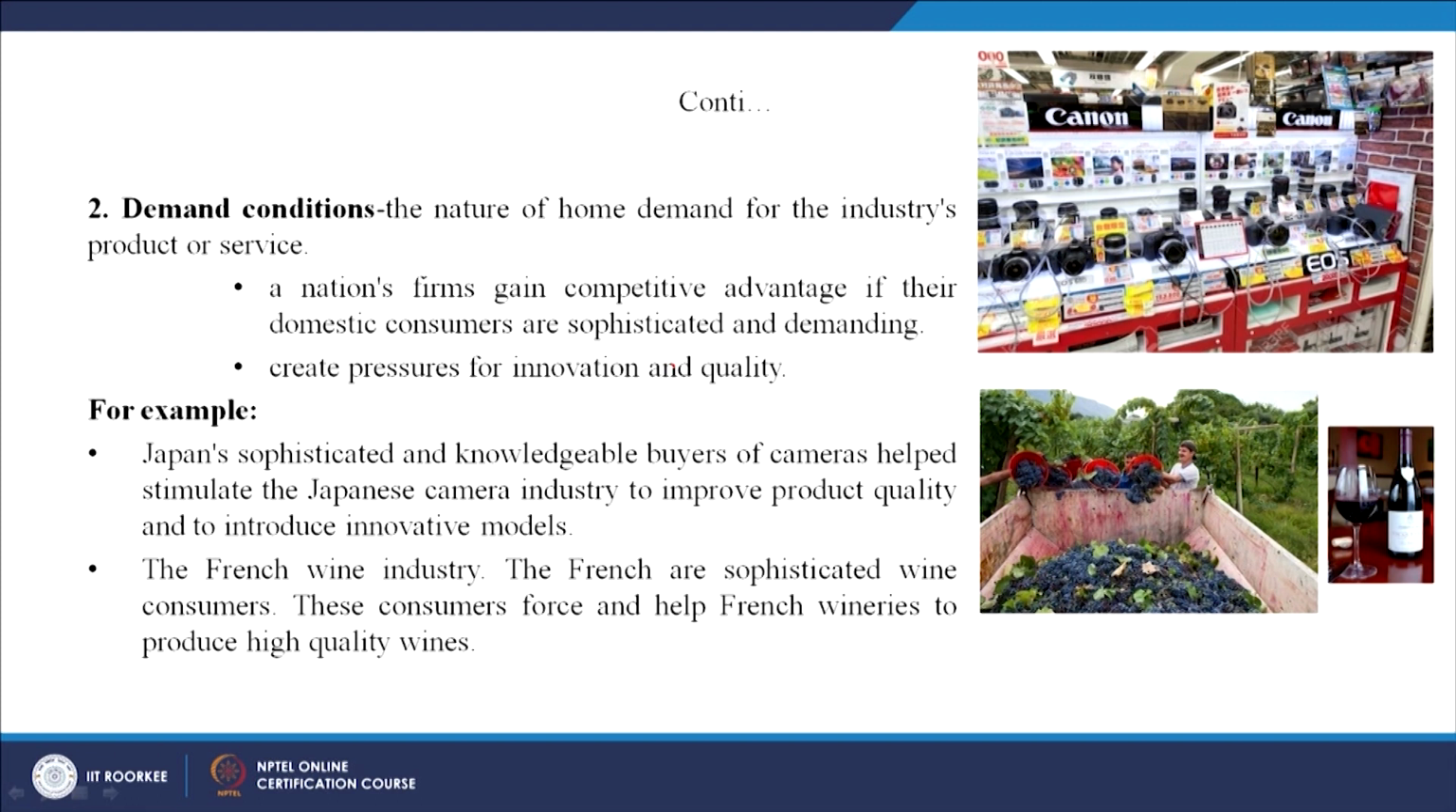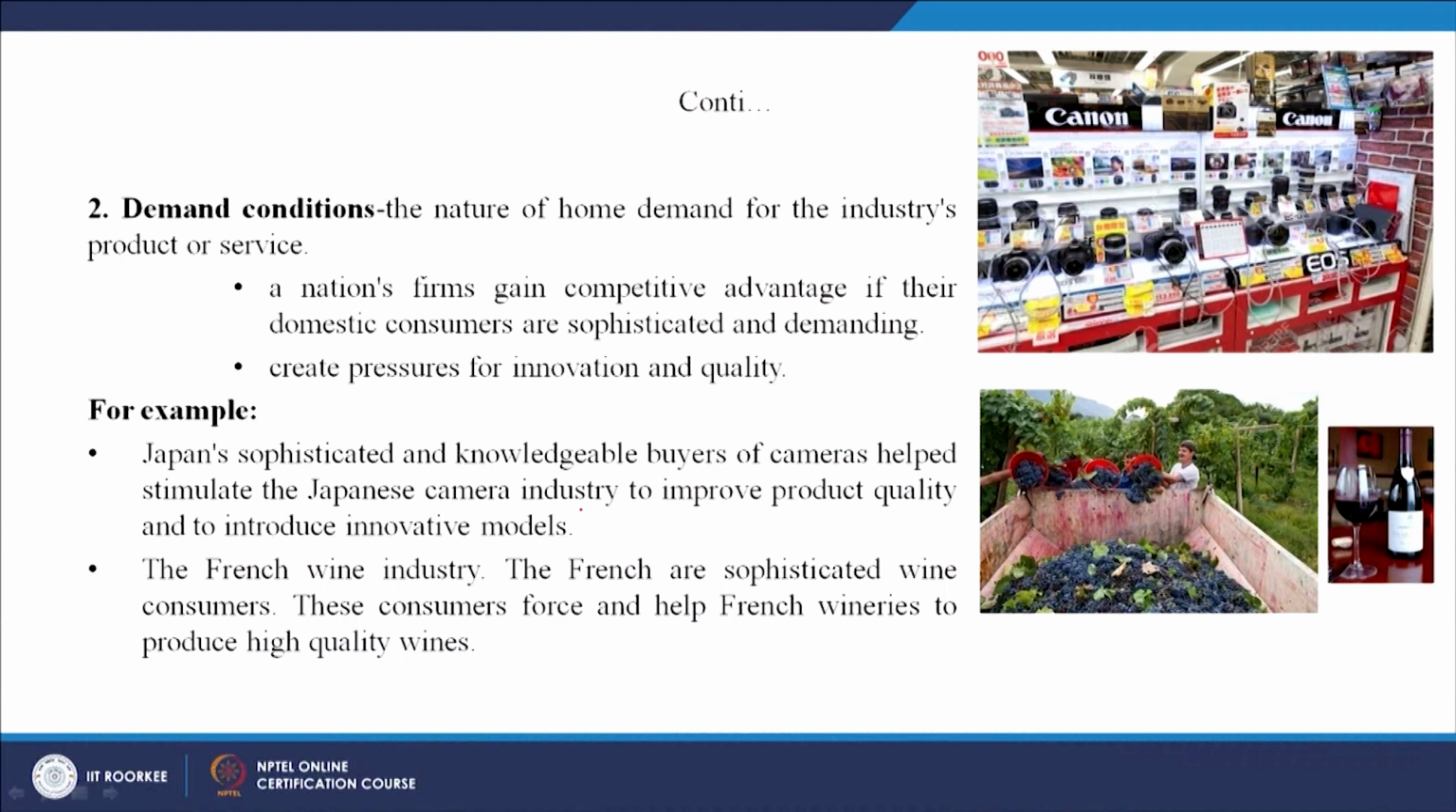So, the more demanding the people in the country are, every time the demand would change because of pressure in the society, peer pressure, status and all these things. The consumers would like to have new products all the time. So, new innovation is a mandatory thing that has to be done. So, that supports the companies in the home country, right. You see Japan's sophisticated and knowledgeable buyers of cameras helped the Japanese camera industry to improve the product quality and to introduce innovative models, right.